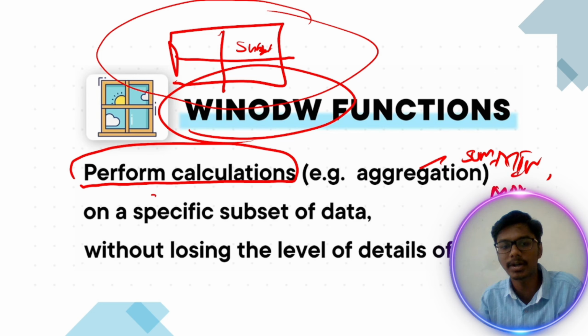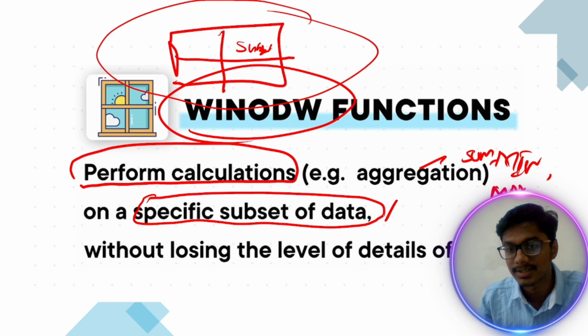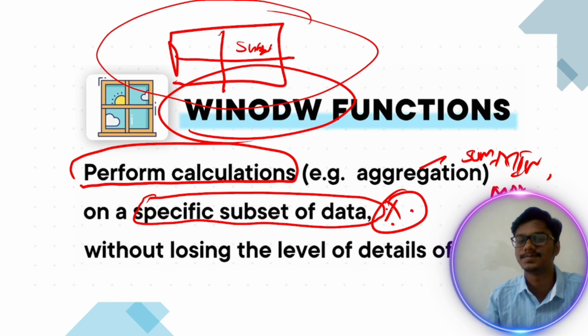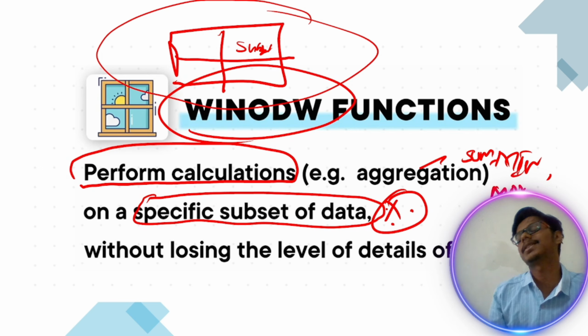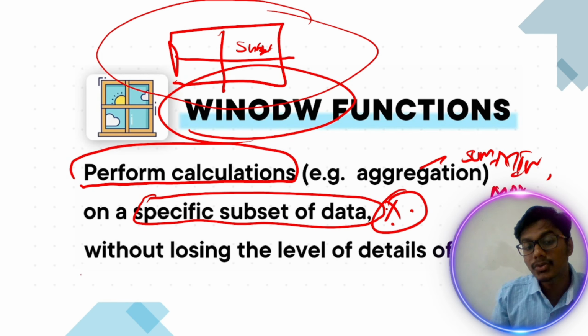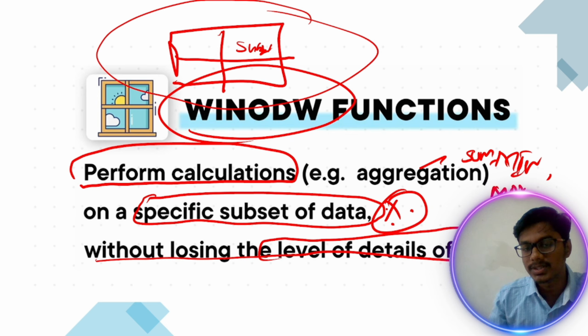Right? That's the main point. On the specific subset of the data, we are going to perform the calculations. This is the main interesting part. We are going to perform the calculations on a specific subset of data, but without losing the level of details of the rows. This is the main important point. Without losing the level of the details.